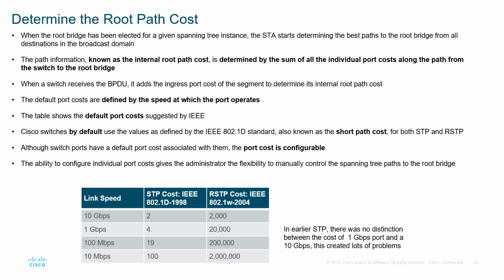Now, in earlier STP, there was no distinction between the cost of a 1 gig port and a 10 gig port. This created lots of problems, and you'll hear more about that as you go along and learn about certain protocols, especially routing protocols. So different methods had to be put into place in order to recognize that 10 gigs was a lot larger than 1 gig. And you'll learn more about that as you go along. So that's just a little side note for you to keep in the back of your bonnet.